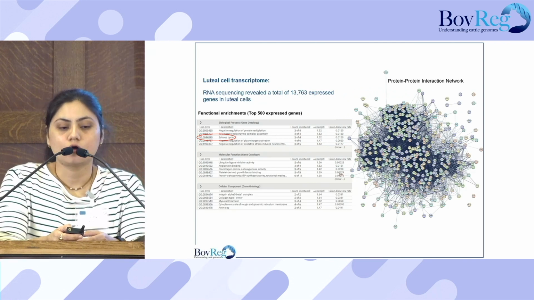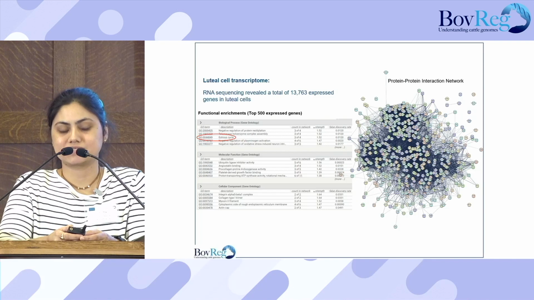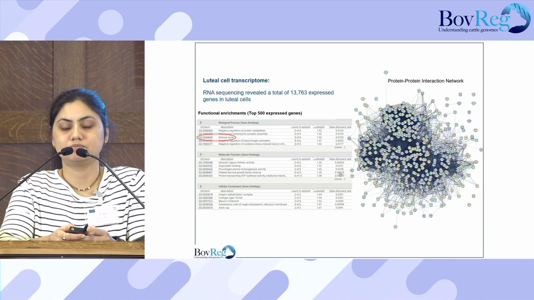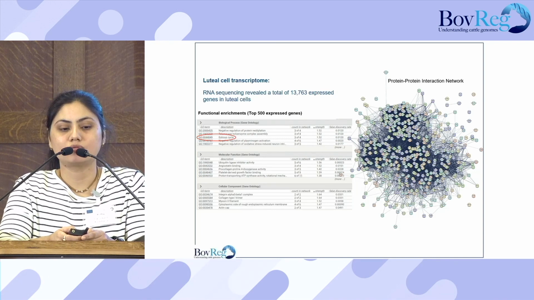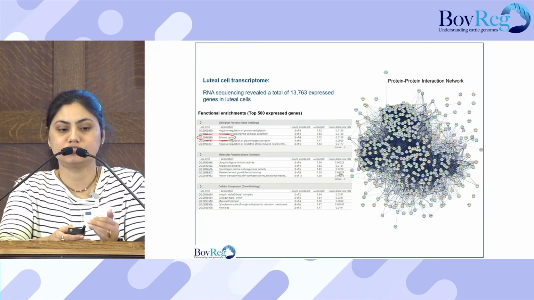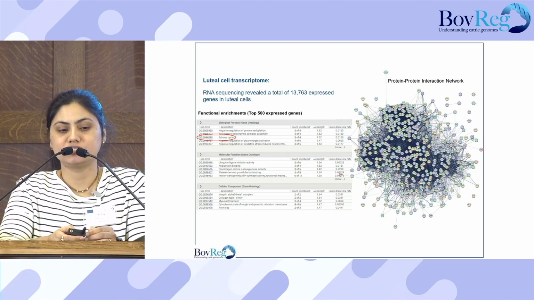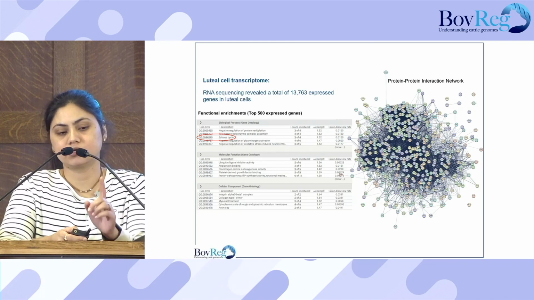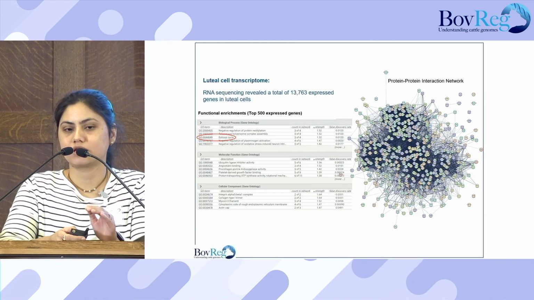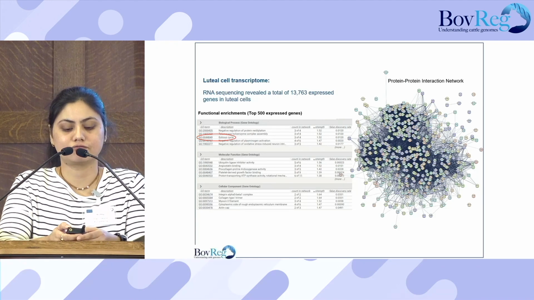And we also performed RNA sequencing on the early luteal cells. So this data comes from P3, which is a very early stage of the luteal cells. And we found that approximately 13,763 genes were expressed, and the topmost 500 genes were quite attributed to the function of the estrous cycle. So that means that these cells at P3 were still functionally active.